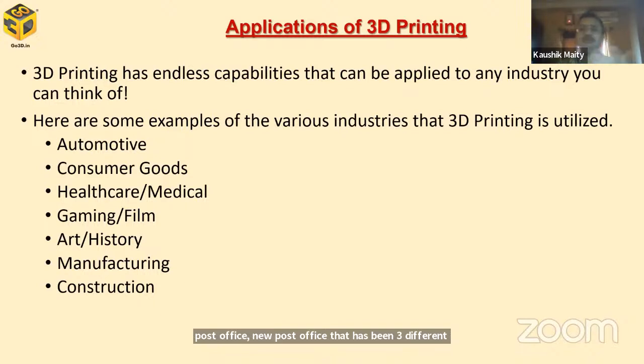For your kind information, maybe you have also gone through that article, they are not making the building the normal way. They have brought a big 3D printer, and on the spot they are making that building according to the design given by the architects. They have already made the post office, and it is yet to be functional. I think within a few days the decoration will be complete and they will work there. The whole building is manufactured through 3D printing. It's very good news.